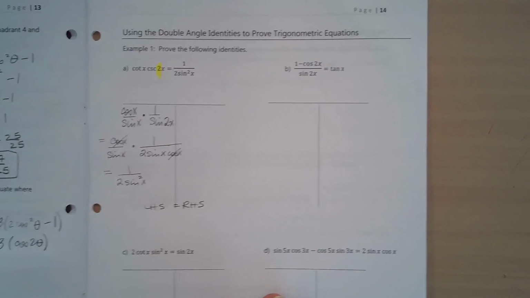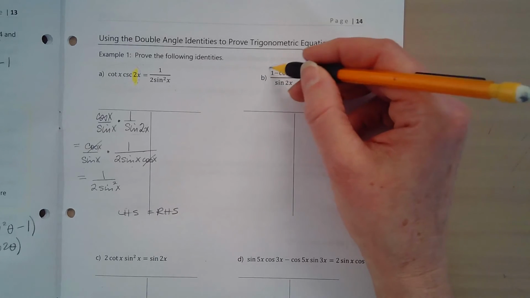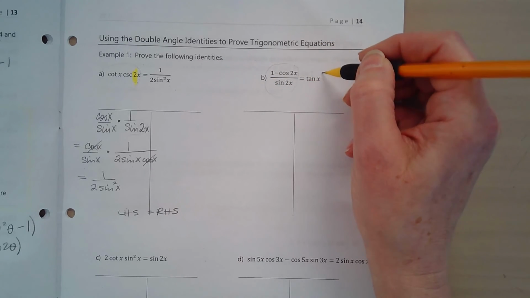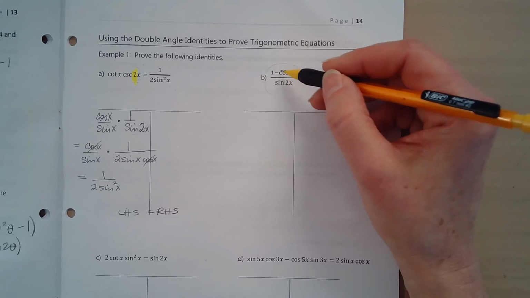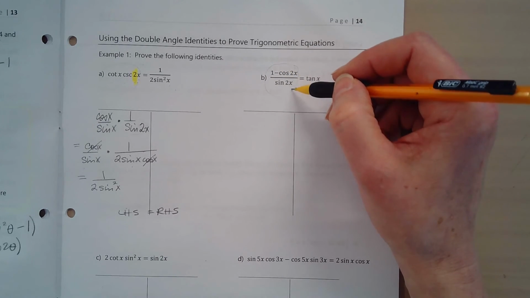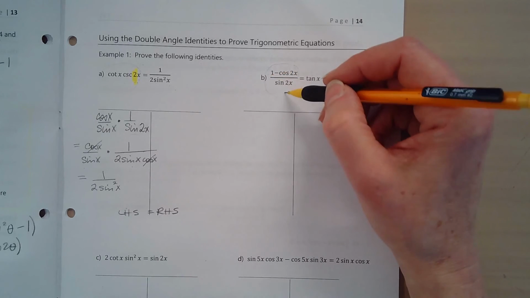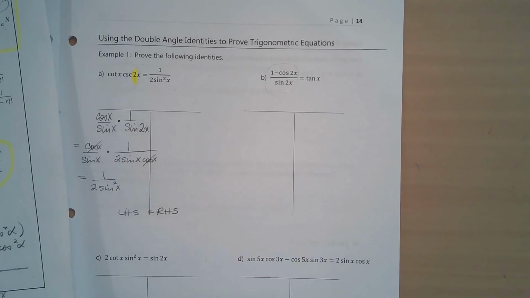Okay, take a look at B. Same thing, right? I have a much more complicated left-hand side than right. So I think I would start on the left. And a couple of other things. You've got a 1 minus cos 2x all over sine 2x. So you've got a lot of pieces here. And you also have some double angles. So take a look at your formula sheet. See what you can do to start simplifying the left-hand side.